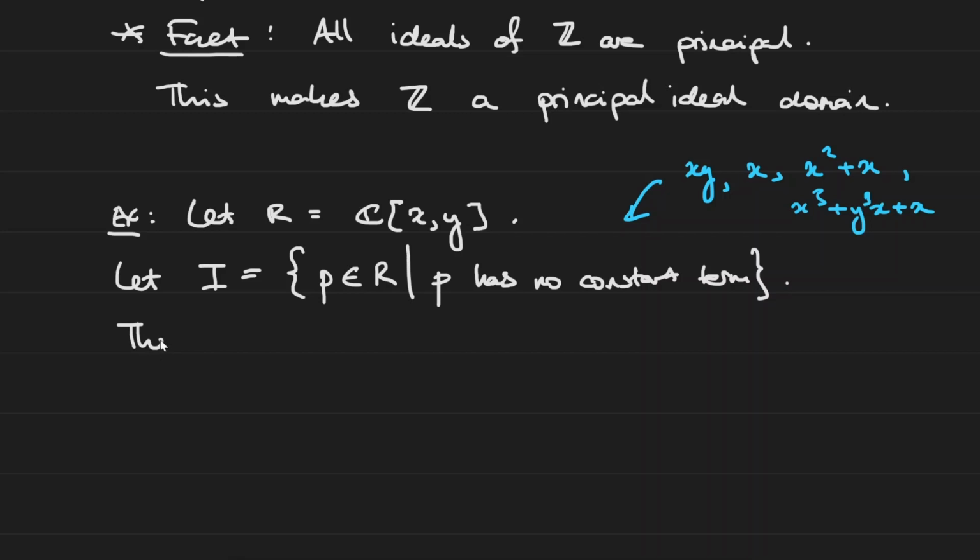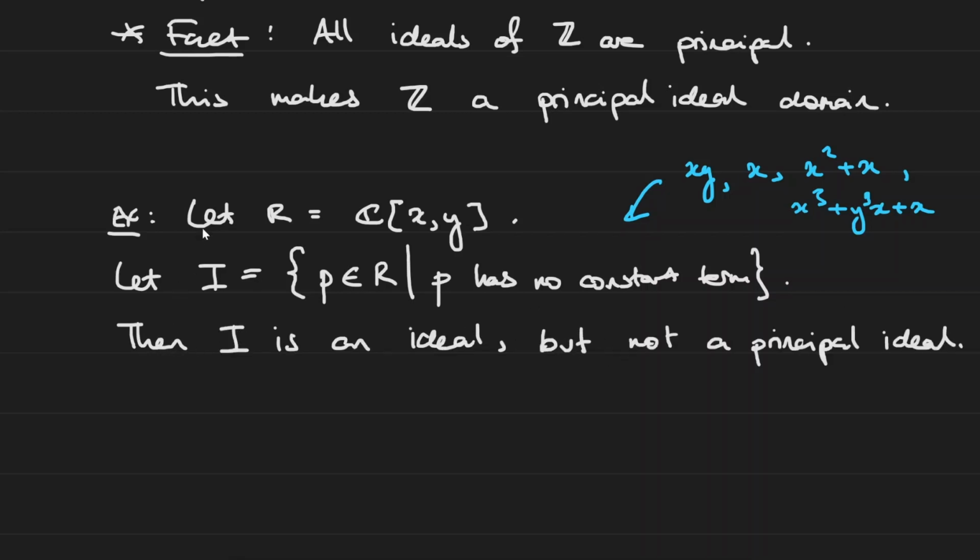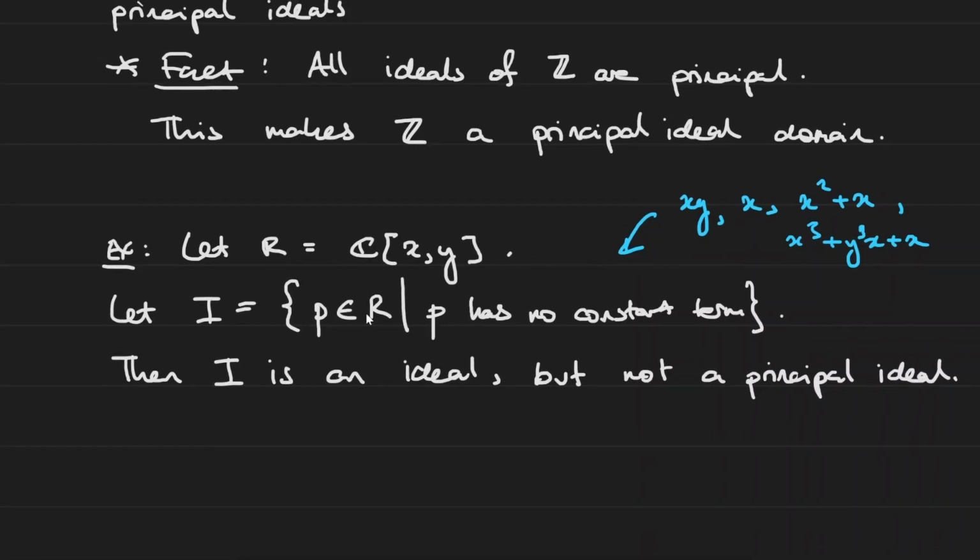Then you can show that I is an ideal, but it's not principal. The reason why is because I is actually generated by two elements, because if you really think about it, if p has no constant term, then it has to be some linear combination of x and y. So you can write I as follows: I is equal to the ideal generated by x and y.